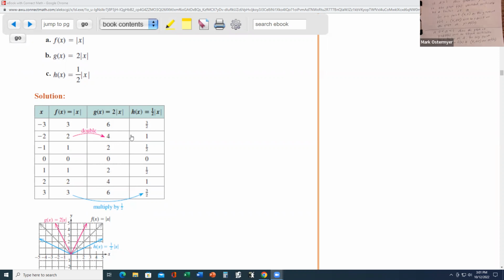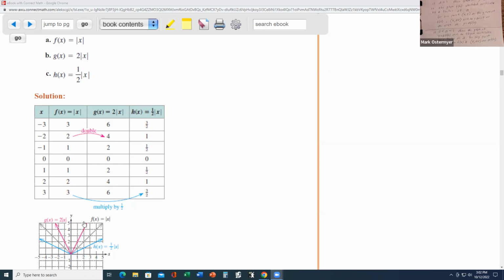In a similar fashion, we form a new function h of x by multiplying the parent function f of x by 1/2. The effect it's going to have is that all the y coordinates are cut in half. So now the graph of this new function h of x is going to be this gray graph that has basically been compressed vertically downward, or shrunk downwards vertically, and it becomes the blue graph here. That would be the graph of this new function called h of x.